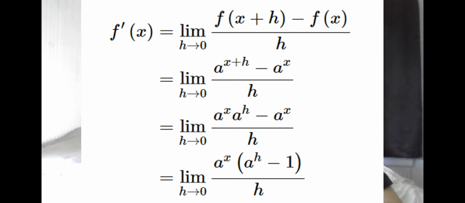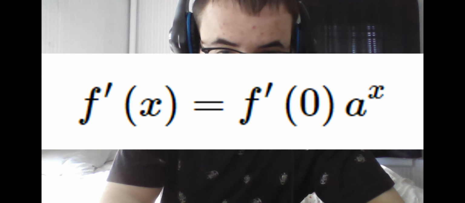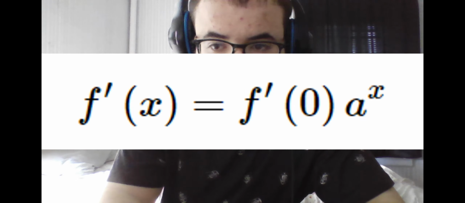exponents to break a to the power of x plus h as a to the power of x times a to the power of h. We next see a to the power of x is a common factor, so it factors out, and we have a to the power of h minus 1 times a to the power of x. Because a to the power of x does not involve h's, we can treat it as a constant and factor it out. We see the derivative of the function, if we choose x equals 0, is the derivative at point 0 times a to the power of x.